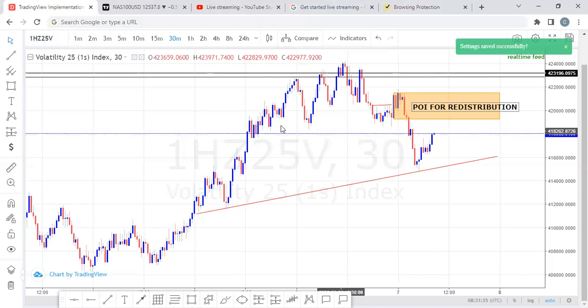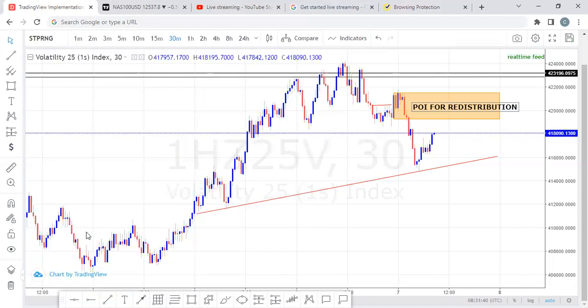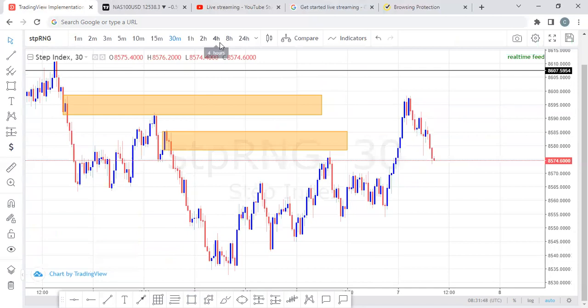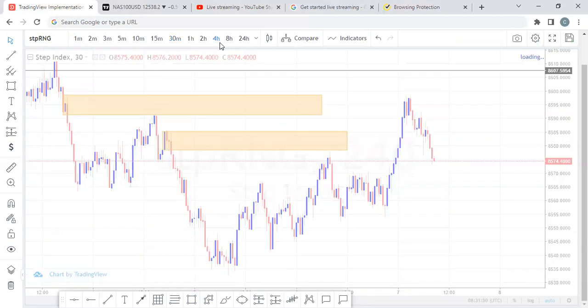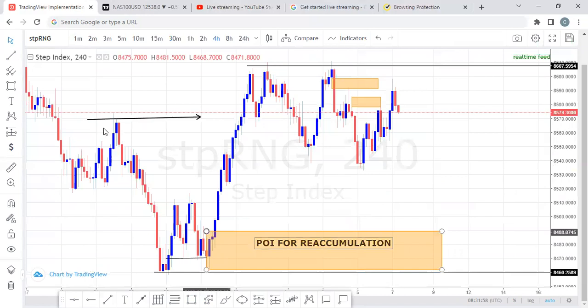Let's look at the last one, or let's say second to last one, that is Step Index, and then we'll end it with Volatility 75. All right, so we're looking at Step Index now. Let's just go to the 4 hour straight. I think I marked this out before. Let me see if it's still valid. Okay, this is still valid.